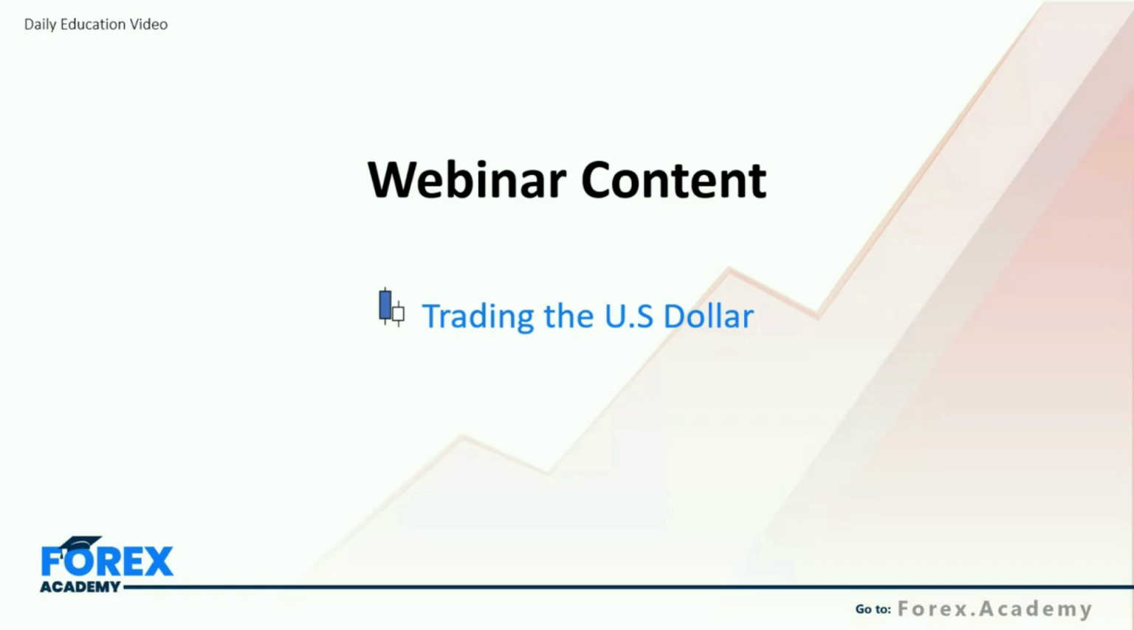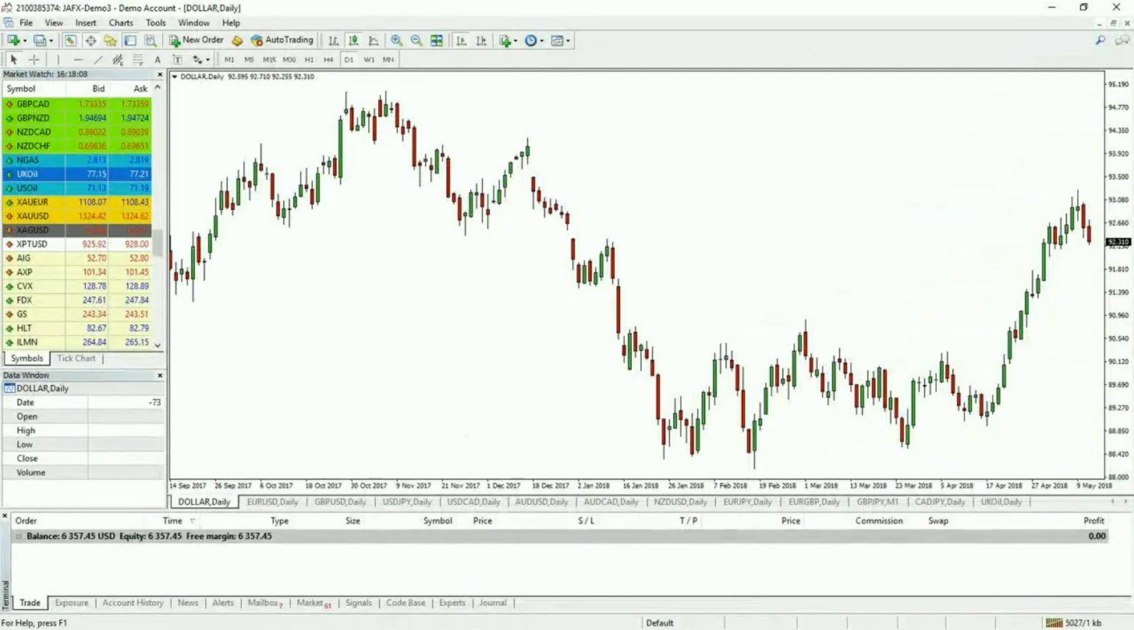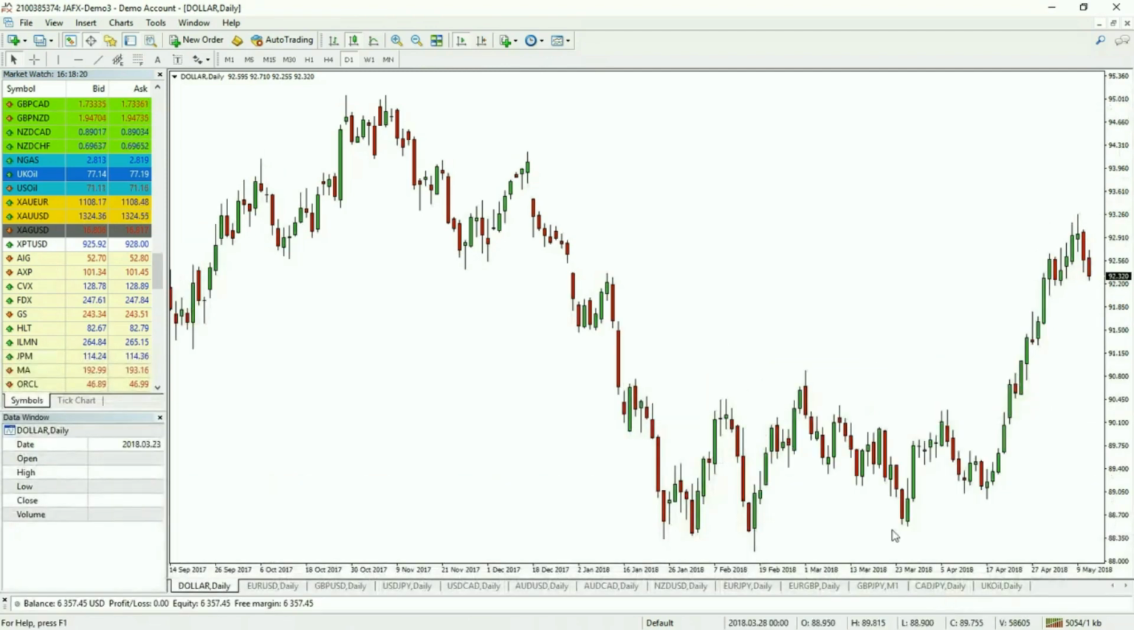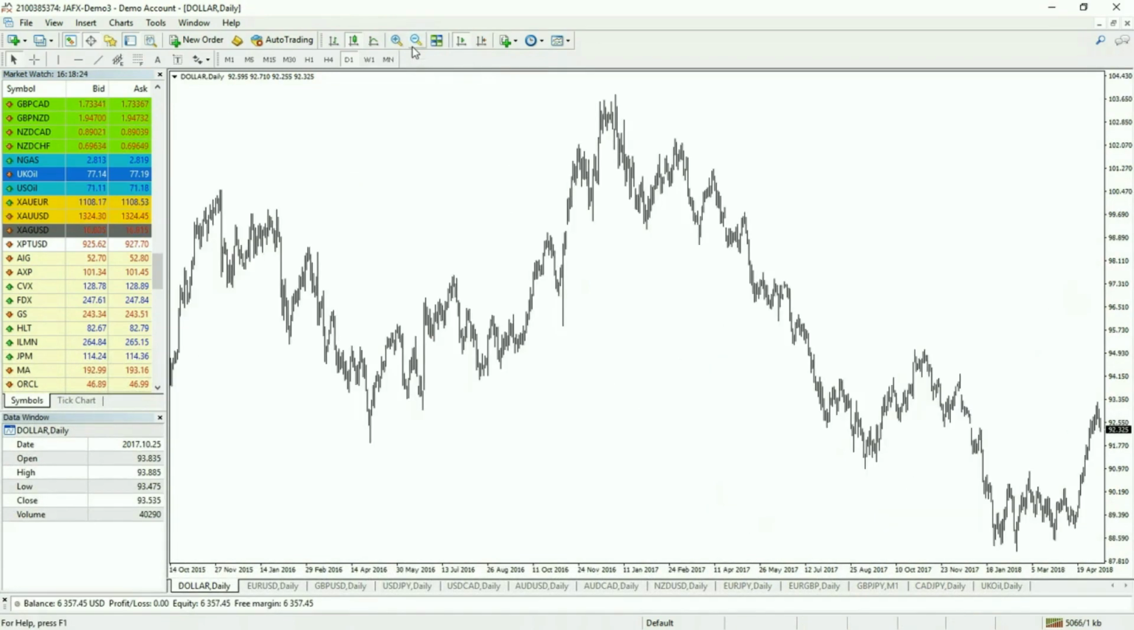So let us delve into the trading platform. One of the main reasons why we've chosen to discuss trading the US dollar with today's daily education is because we're at kind of an inflection point. Here we have up on screen the US dollar index. What we can see is if I zoom out on the price action, we have experienced a very long-term downtrend in this market. This market has traded down for the whole of 2017.